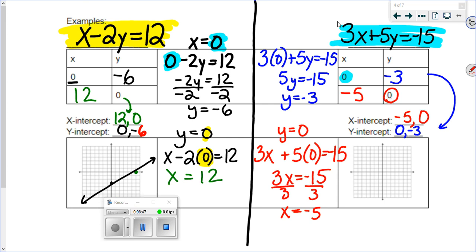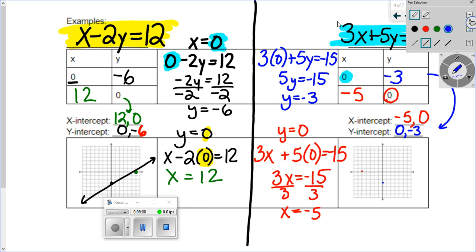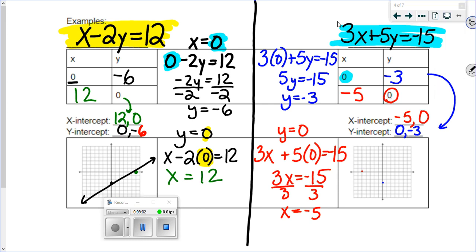First, I will graph my x-intercept. 1, 2, 3, 4, 5, 0, negative 5, 0. Then I will graph my y-intercept, 0, negative 3. And then I can connect my points to make a line. And that is how you graph 3x plus 5y equals negative 15 using intercepts.